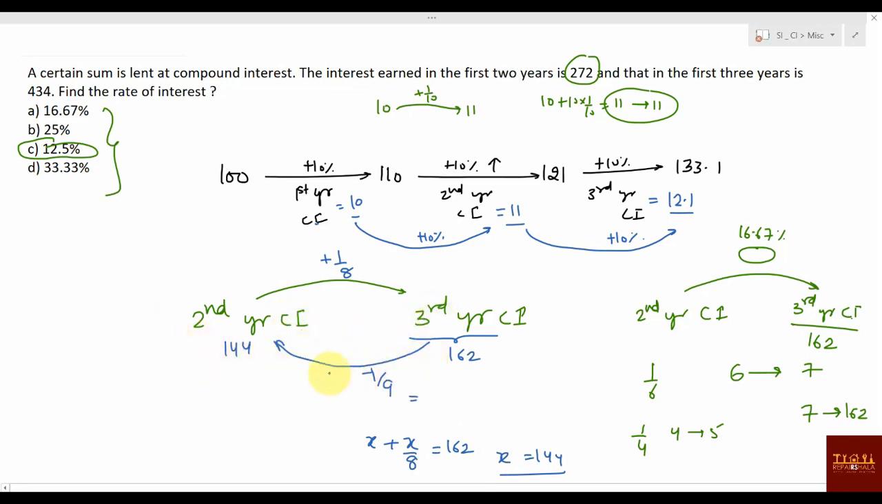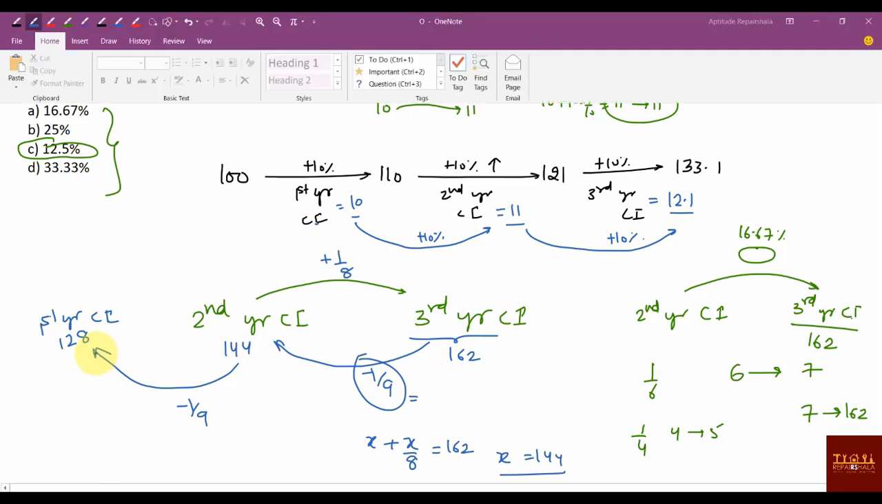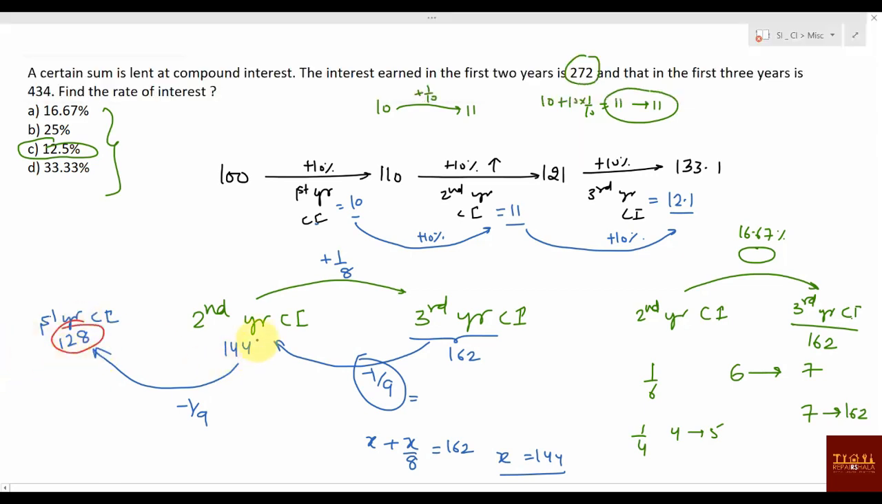Now what I am going to say, this change of 1 by 9, the rate of interest will always be the same. Check here also, 144 for the second year CI. So again minus 1 by 9, minus 1 by 9 is minus 16. Minus 16 means this value will be 128. Now 128 first year CI and 144 second year CI. Add it and check whether it is equal to 272. If it is equal to 272, it is satisfying our question itself, which means that is the correct answer. So check, it is 272, yes.